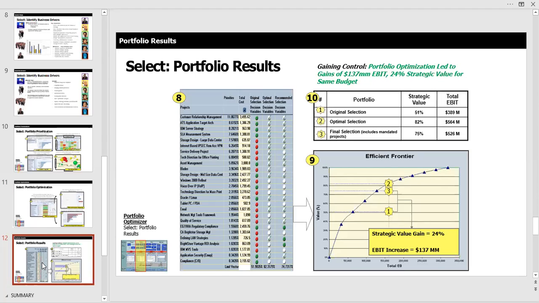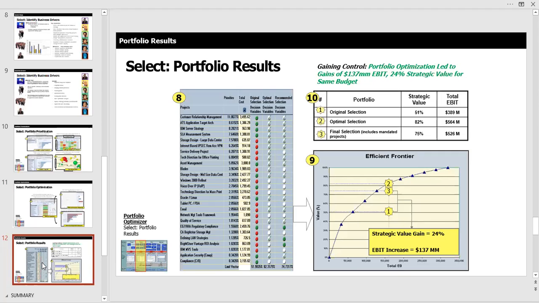you made good decisions. So 8 is just kind of a list of projects as they're occurring and whether they're on or off target. 9 again is across this efficient frontier, and you'll see these sub numbers 1, 2, and 3. If you look at the number 10 box, it says number 1 was your original selection, which had a 51% strategic value and a total earnings before interest and taxes of $389 million.